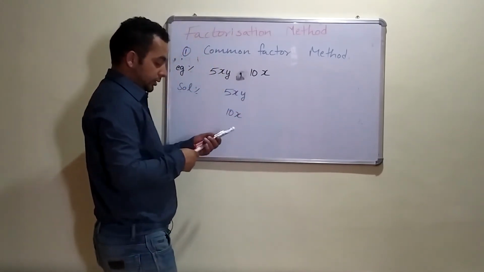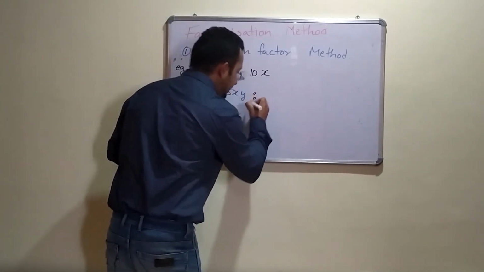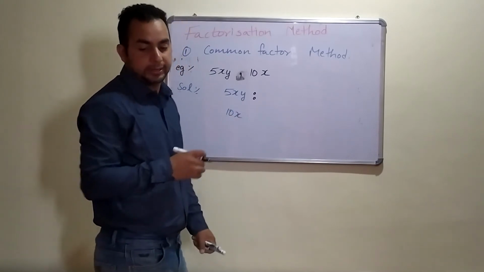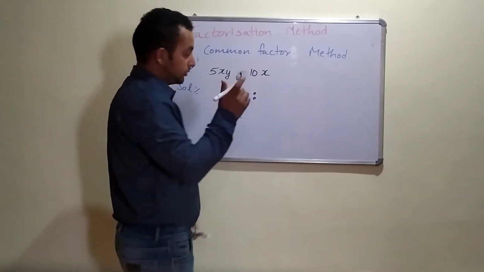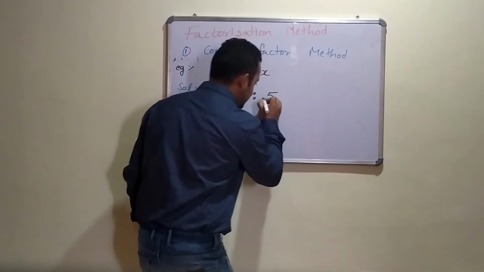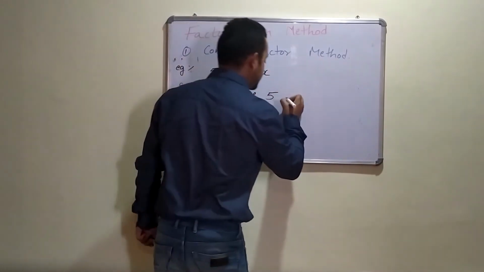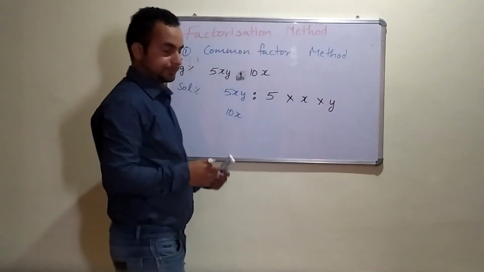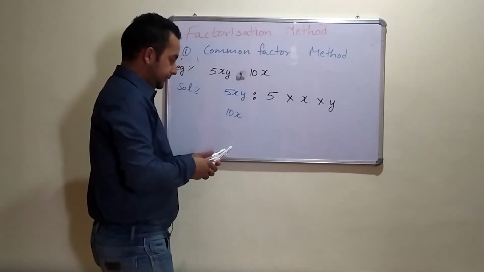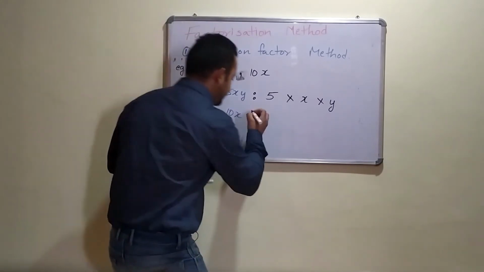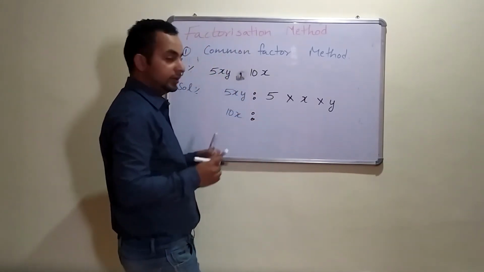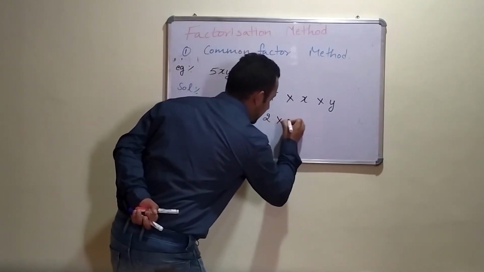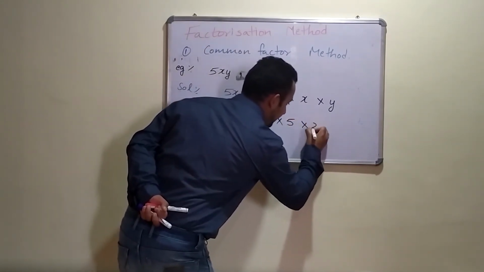Now we are going to write the factors of 5xy. So 5xy is 5 multiplied by x multiplied by y. Similarly, how will we write the algebraic expression 10x? 2 multiplied by 5 multiplied by x.